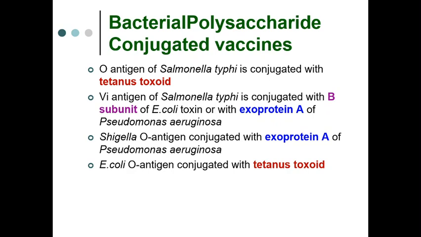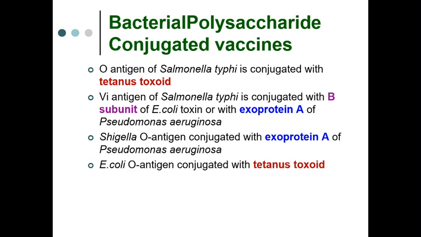Similarly, the Vi antigen of Salmonella typhi is conjugated with the B subunit protein of E. coli toxin or with exoprotein A of Pseudomonas aeruginosa. Both these proteins, that is the B subunit of E. coli toxin or exoprotein A of Pseudomonas aeruginosa, are strong antigens, and the Vi antigen is a pure polysaccharide. On conjugating with these, it will help in production of antibodies against both the components.